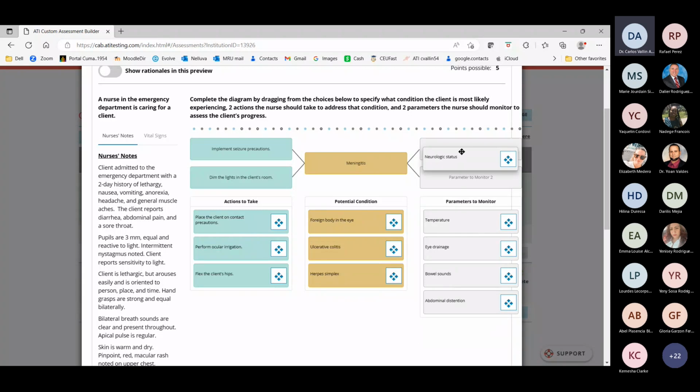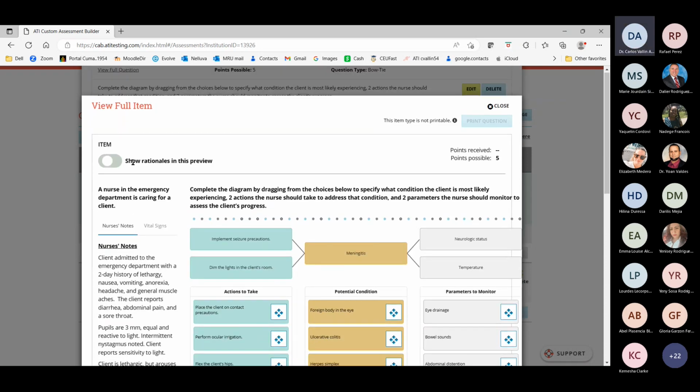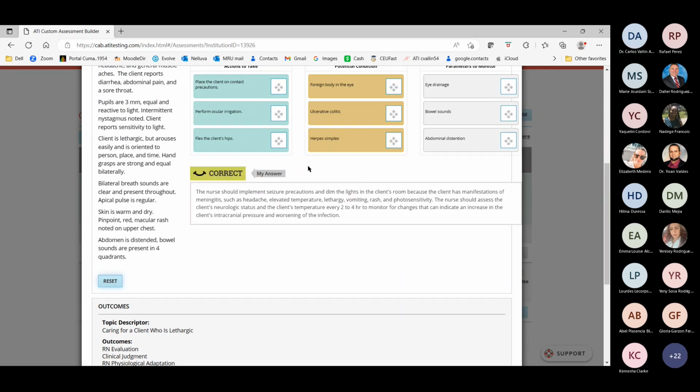Parameters to monitor. Neurological status, of course. Yes. Temperature, yes. Eye dryness, no. Bowel sounds, not important. Temperature is the most important. It's an infection. Let's see what they think. I think it is correct, but let's see. Correct. Okay, they agree that this is a scenario you need to suspect.